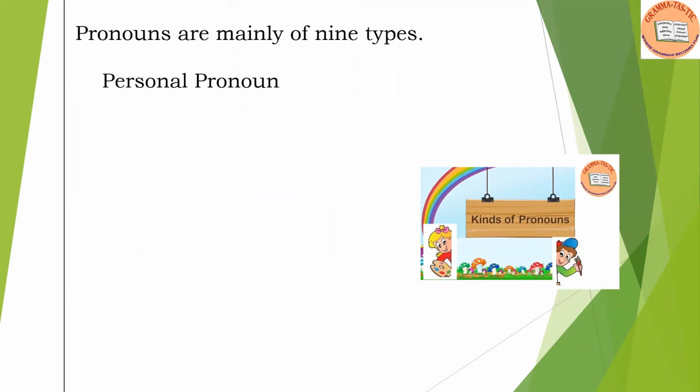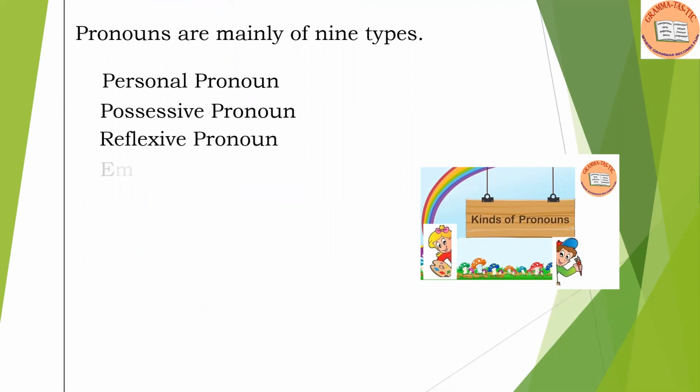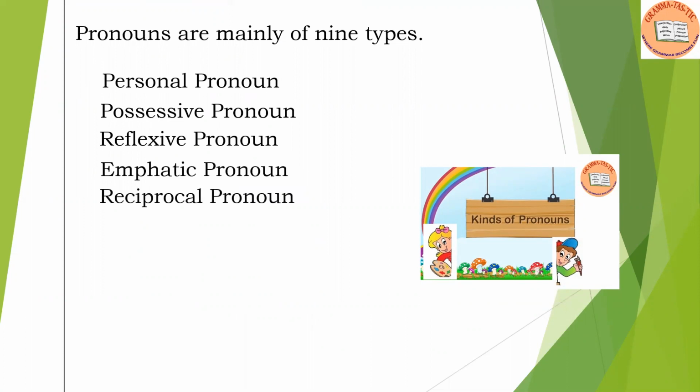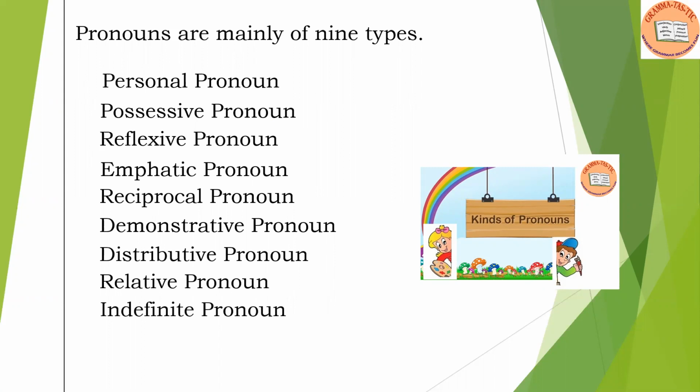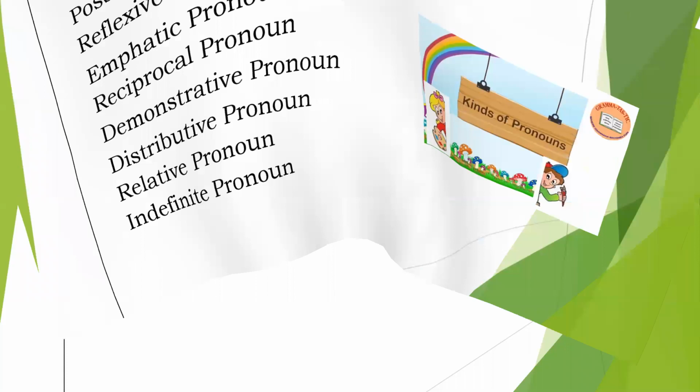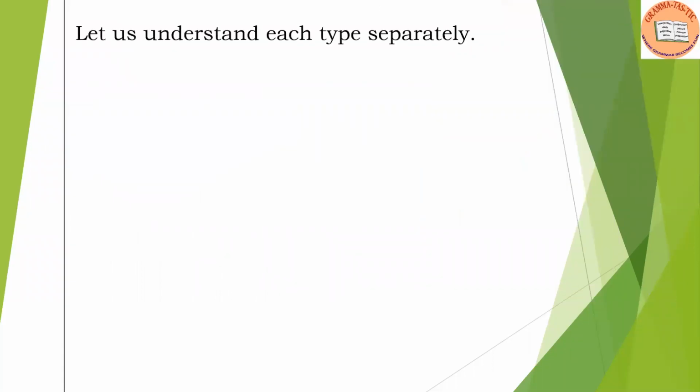First one is personal pronoun. Then comes possessive pronoun, reflexive pronoun, emphatic pronoun, reciprocal pronoun, demonstrative pronoun, distributive pronoun, relative pronoun, and indefinite pronoun. So these are the 9 types of pronouns. Now let us understand each type separately.